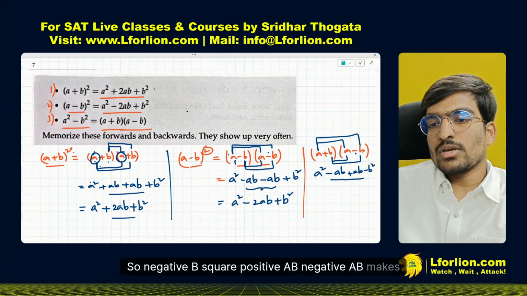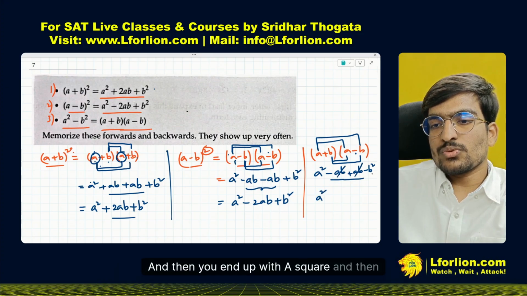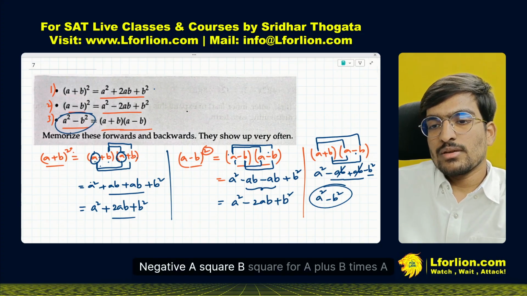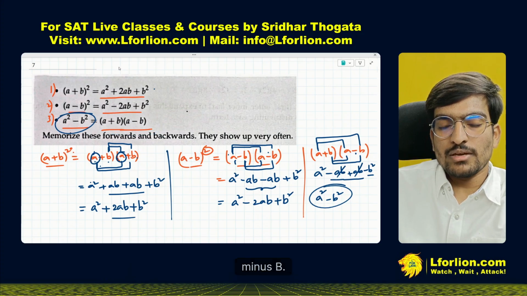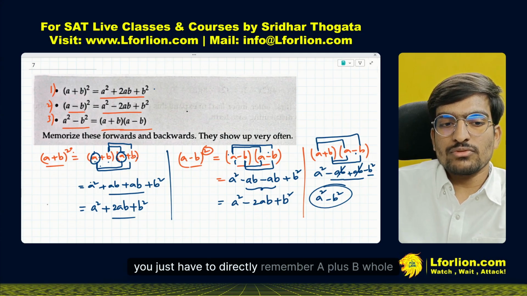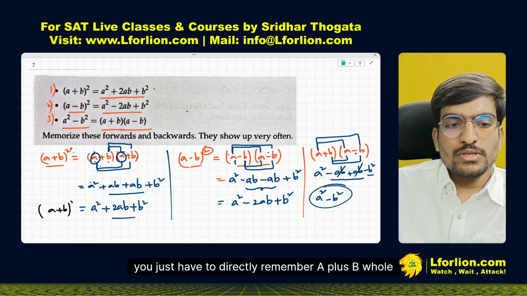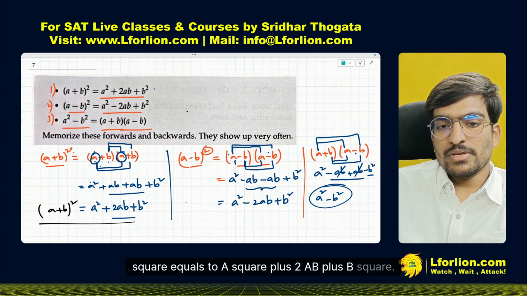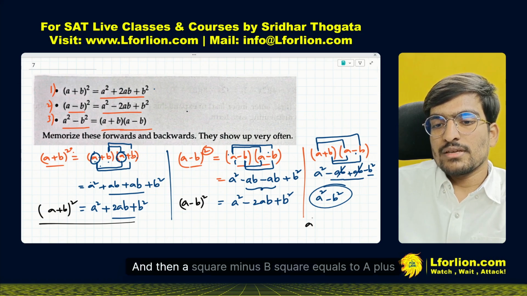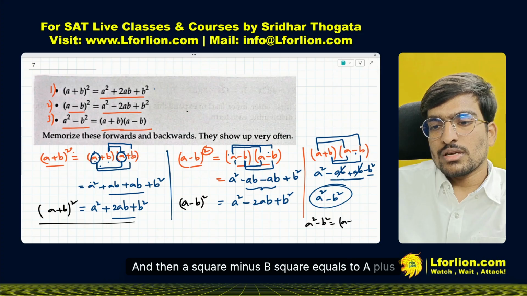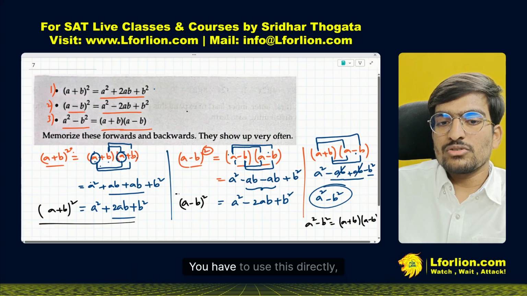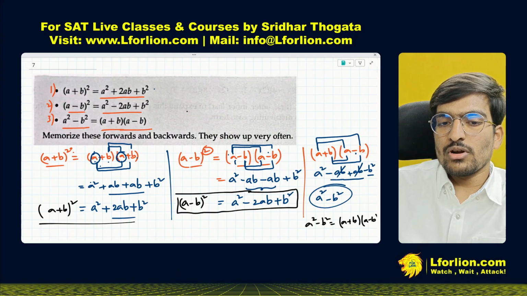Positive ab, negative ab makes 0, and then you end up with a square and negative b square. That's what we have here: a square minus b square for (a plus b) times (a minus b). So instead of doing this every time and getting the detailed solution, you just have to directly remember: (a plus b) whole square equals a square plus 2ab plus b square, (a minus b) whole square equals a square minus 2ab plus b square, and a square minus b square equals (a plus b) times (a minus b). You have to remember this wherever needed. You have to use this directly, not do FOIL, it's time consuming.